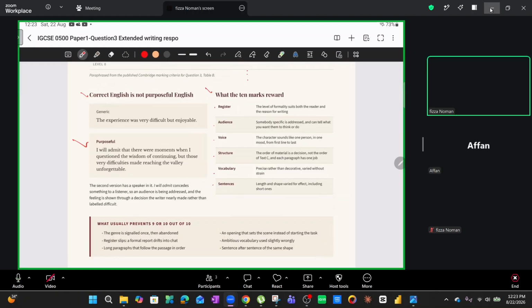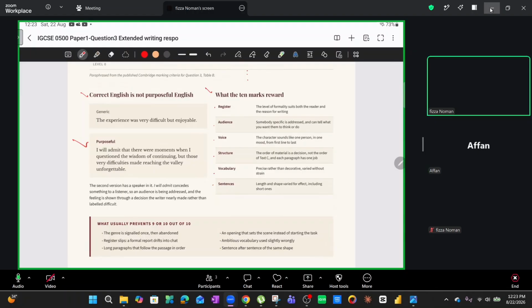All right, beta? And then vocabulary: obviously, you need to use precise rather than decorative words and wear it without strain. This simply means that your vocabulary needs to be topic related, authentic, and appropriate. It is not supposed to be fancy or generic only. Does that make sense? For example, if I'm writing about a birthday party, you could use words like cake, guests, party poppers, party games, and so on and so forth. Make sense? Yeah, I got it.